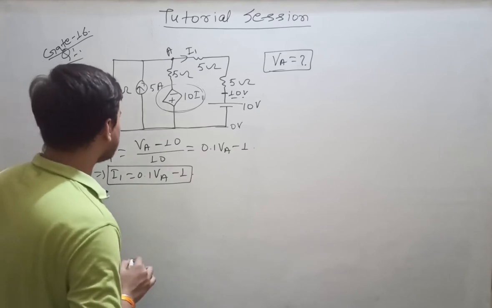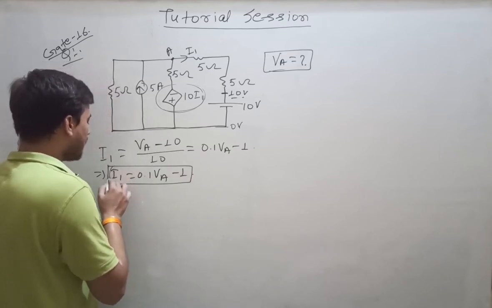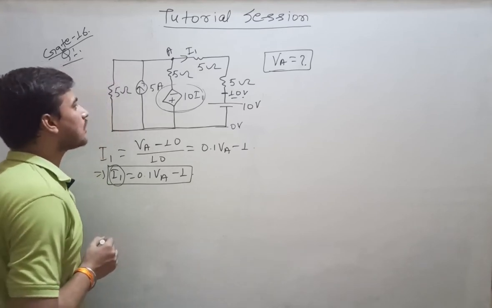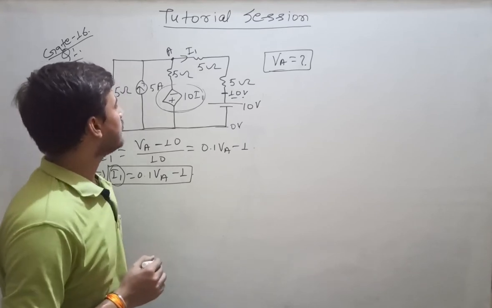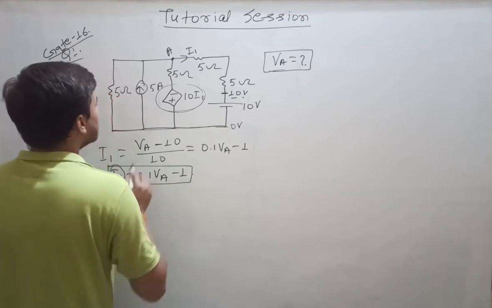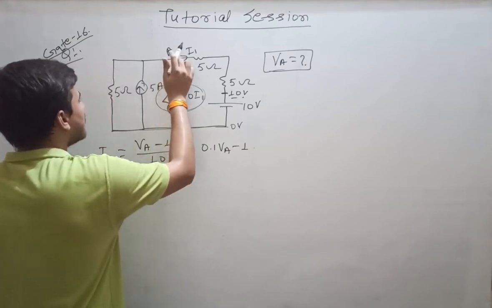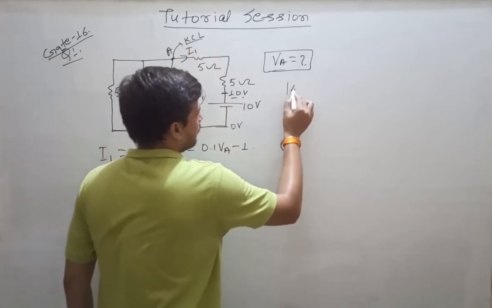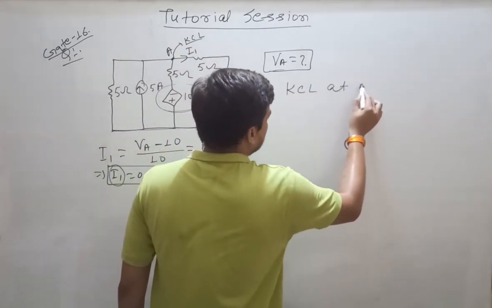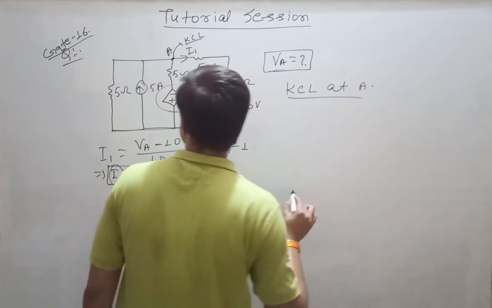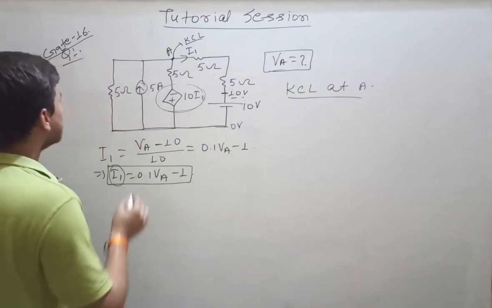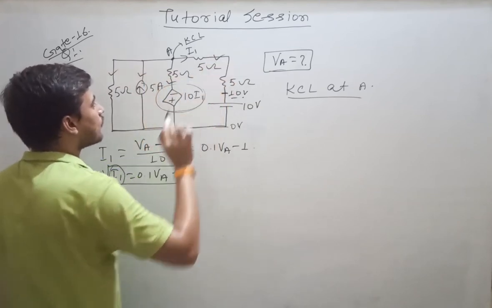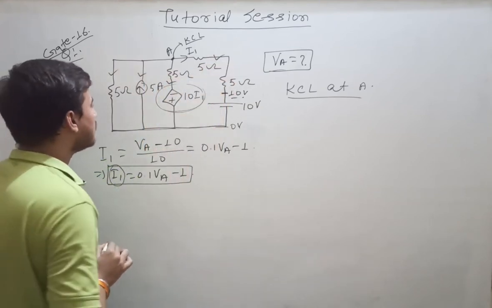Now we have to find the value of VA. That means anyhow we will have to convert I1 in terms of VA. So let us see how to convert I1 in terms of VA. Clear? Here you see this potential is VA. So if you are applying KCL at this node, KCL at A, Kirchhoff's current law here, then you see first branch, second branch, third branch and fourth branch. So there are total 4 branches.